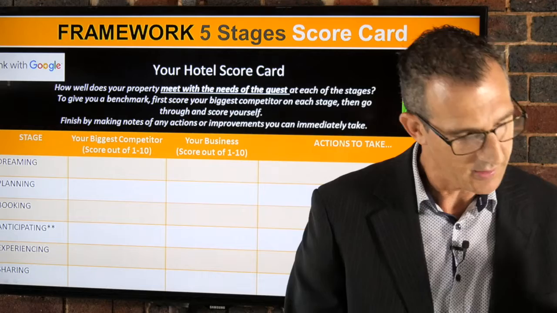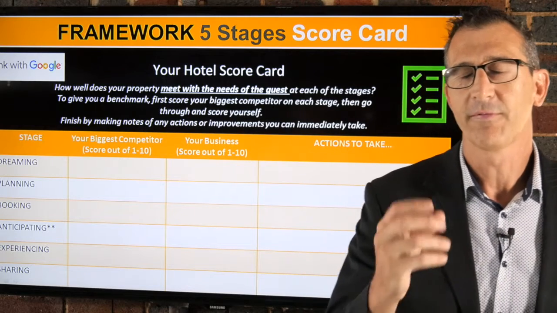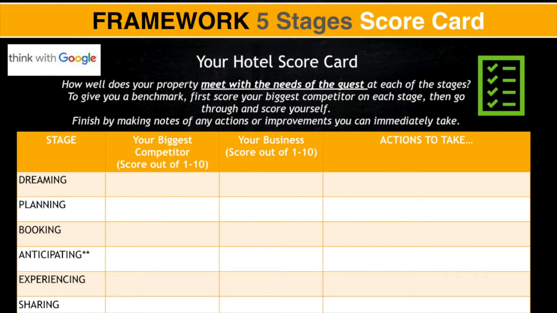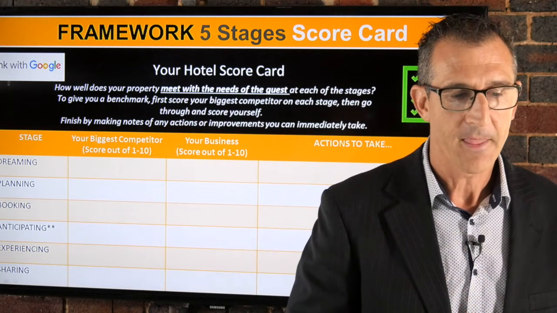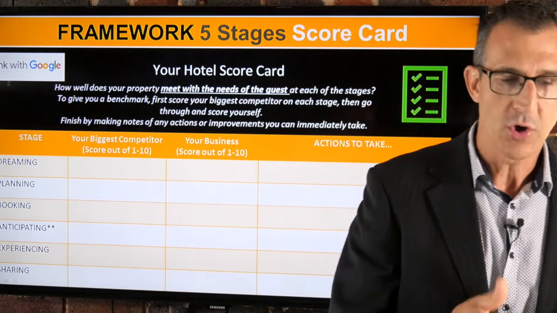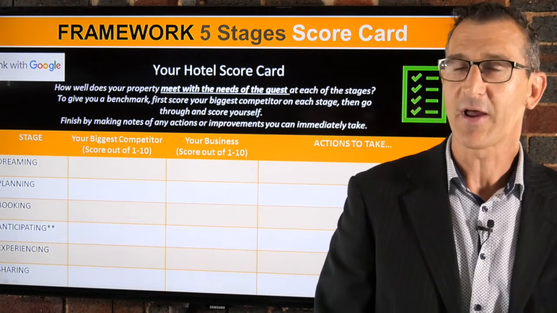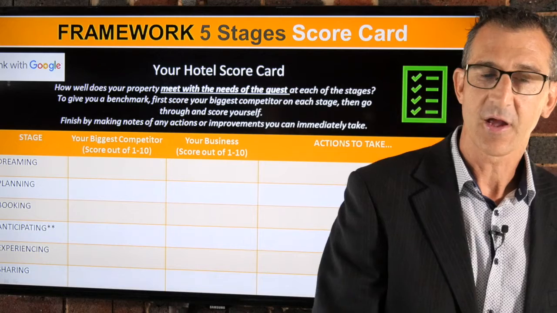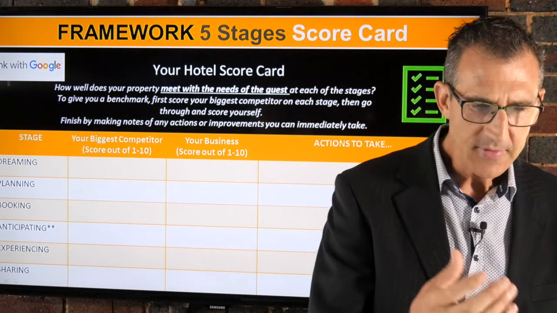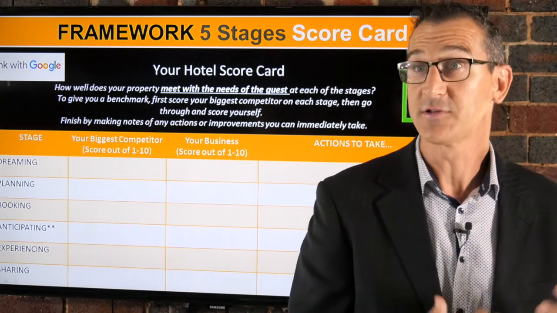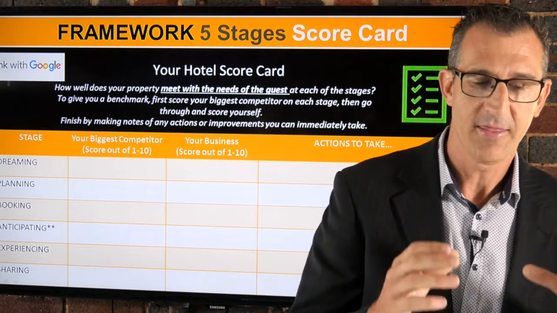And I'll introduce another framework, what we call the 5 stages scorecard. So here, I just want to give you some perspective as to where you sit in this. This is very, very high level, I guess, but it's a very simple framework where you can go into the frameworks template, and I want you to score your biggest competitor on each of the 5 stages, how you think they rate on each of those, and then go through and score your own business. And you'll see where your highs and your lows are, and therefore where some of the opportunities are.